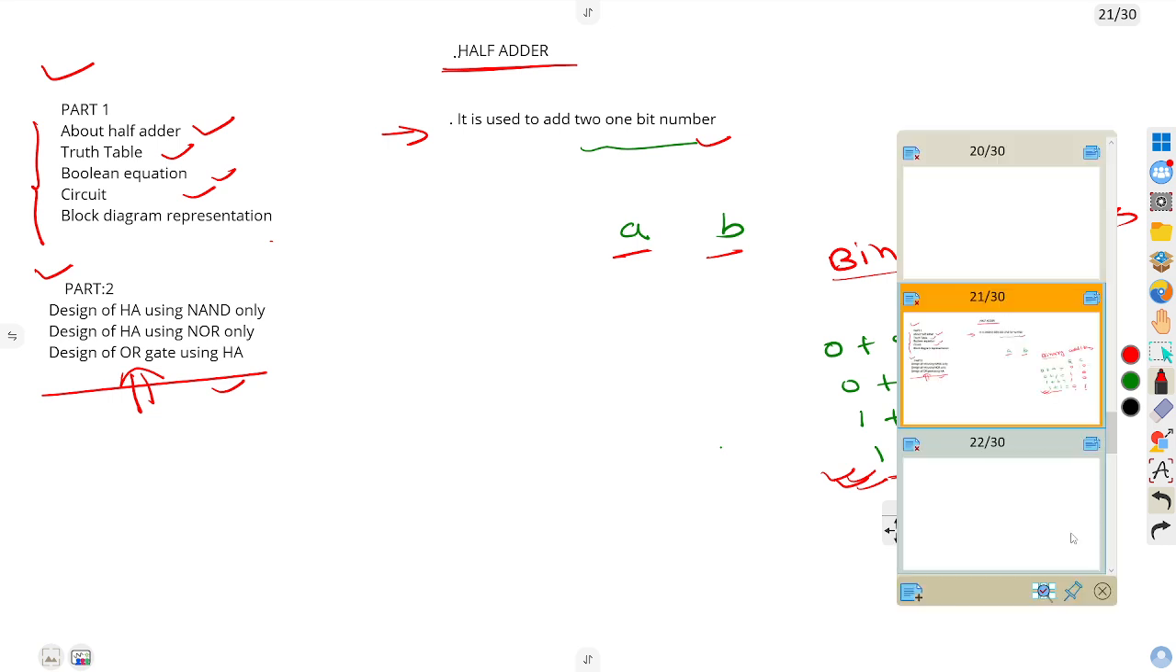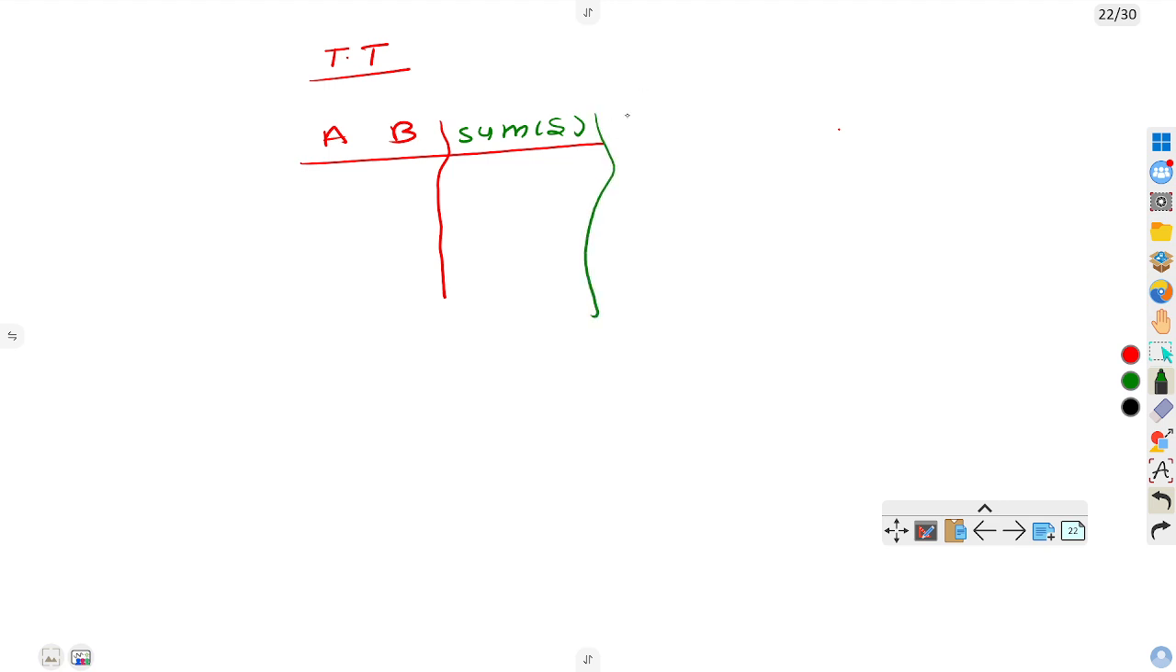See, how can you make the truth table? TT stands for truth table. So assume the two-bit input, that is A and B, and this is for sum, and for sum I am writing S, and this is carry. For carry I am writing C out.